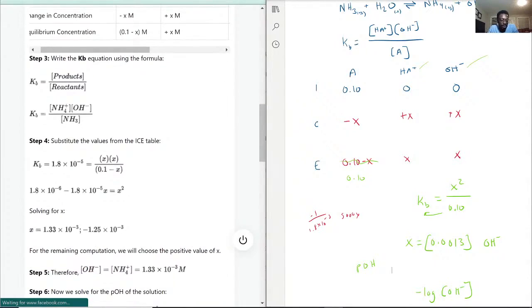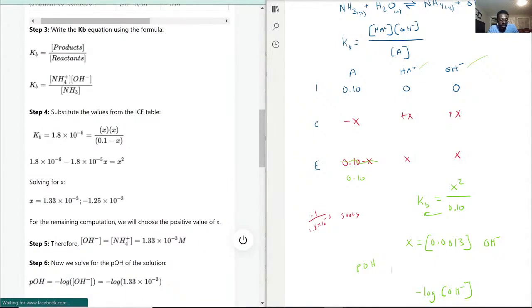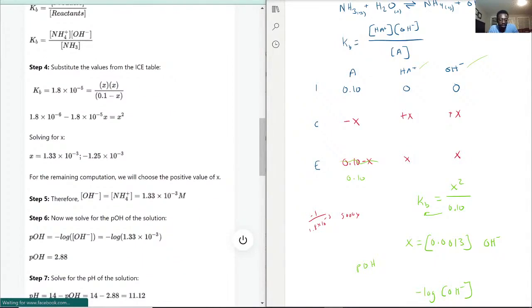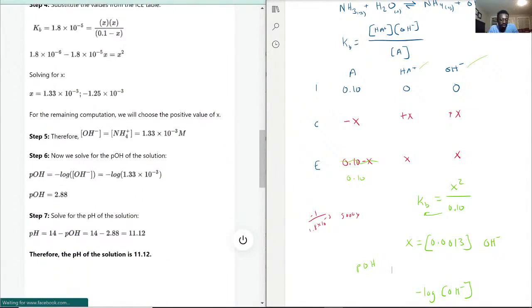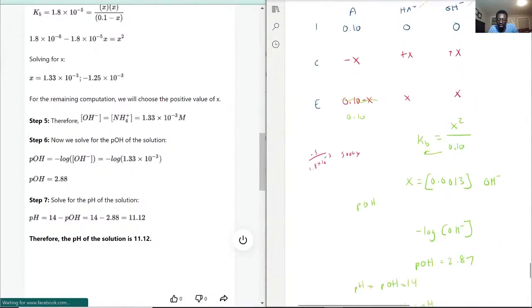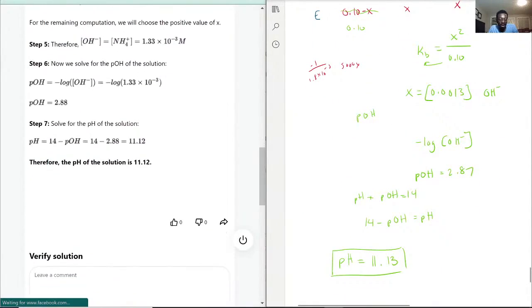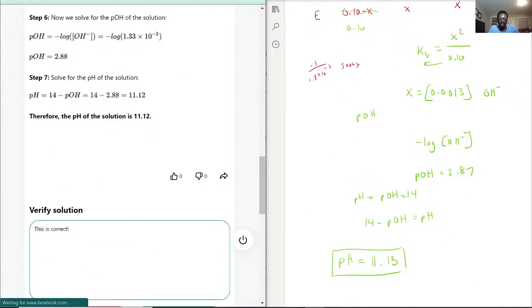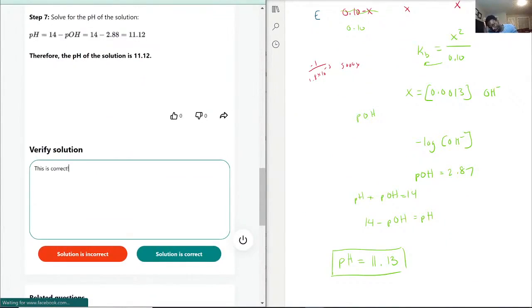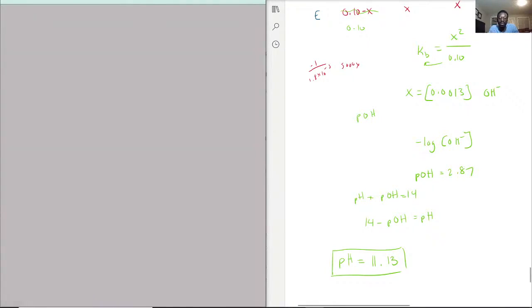So now let's see what else they did. Now they see that the concentration of OH is 1.33 times 10 to the -3. Negative log of that, pOH is 2.88, and then they did pH as 14 minus pOH, and they got 11.12. I got 11.13. It's pretty much the same thing. Usually they give you a range of what to work with. So this is correct. As I mentioned, you can definitely solve it using the quadratic equation as well. It just takes a little bit longer, which is why we have that simplifying rule.